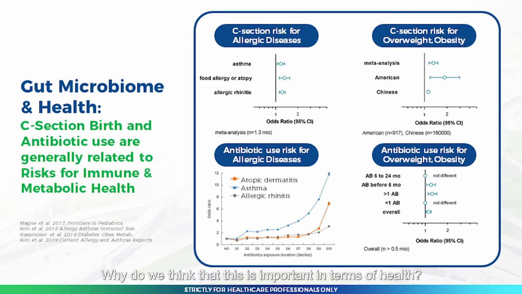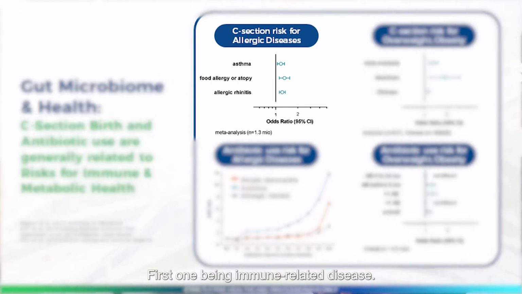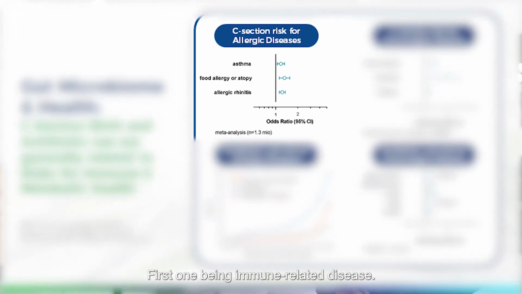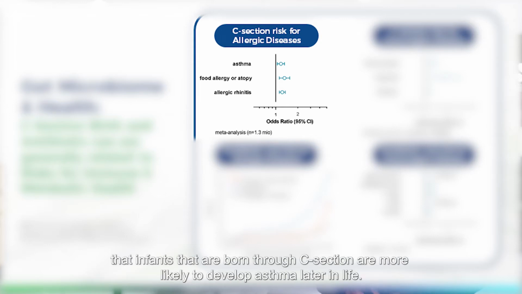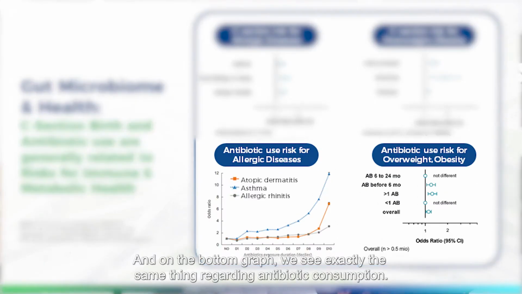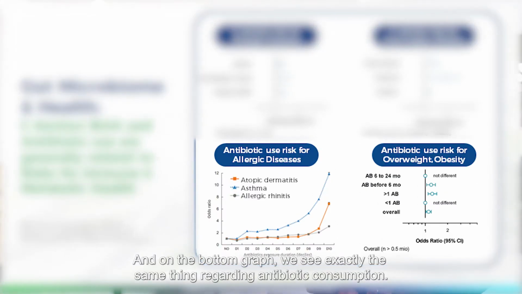Why do we think that this is important in terms of health? Because we know that C-section and antibiotic consumption are both linked to several health risk factors. The first one is immune-related disease. As we can see on the first graph, on the top left, infants born through C-section are more likely to develop asthma later in life, and on the bottom graph we see exactly the same thing regarding antibiotic consumption.